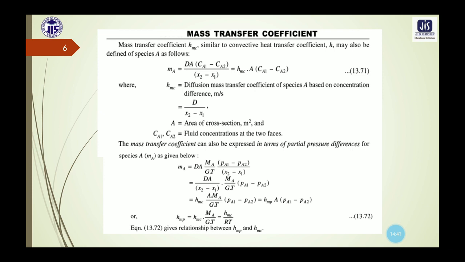So this H_MP is equal to H_MC into M_A by G_T. So this is H_MC divided by RT. So this H_MP is the mass transfer coefficient in terms of the partial pressure differences, and this H_MC is the mass transfer coefficient in terms of concentration for the species. So this is the relation between the two different mass transfer coefficients, considering the partial pressure and only one species. So this H_MP equals H_MC divided by RT.